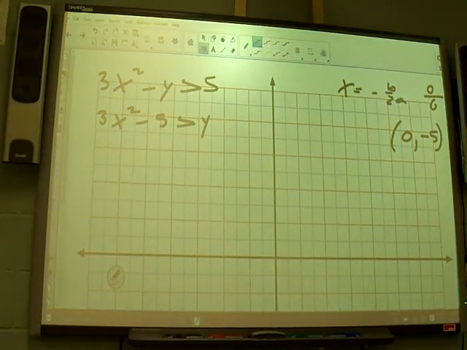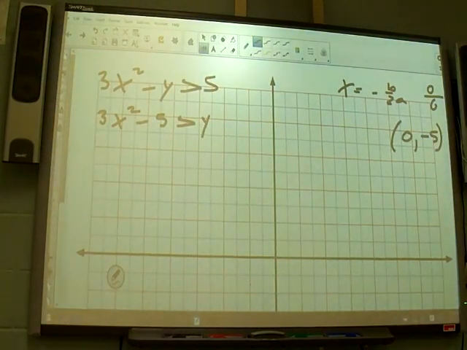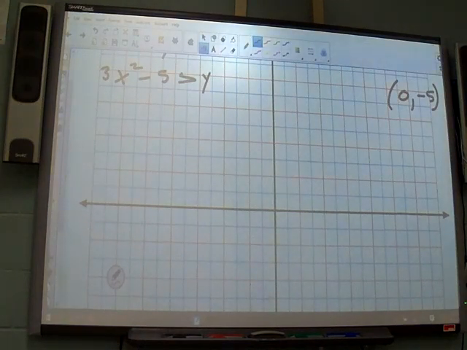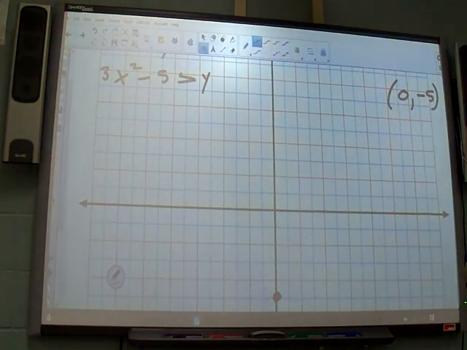Now look at the little grid they gave you. They counted by 2s. So I'll try to count the way they did so you know what's going on. So 2, 4, and then a half. So there would be your 0, negative 5.